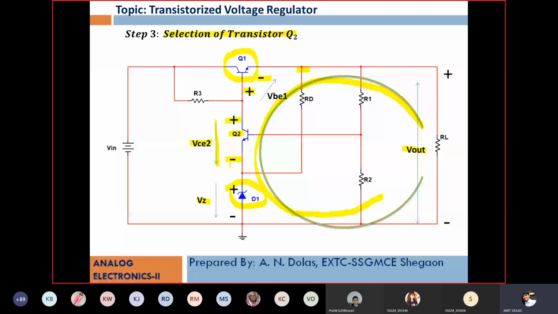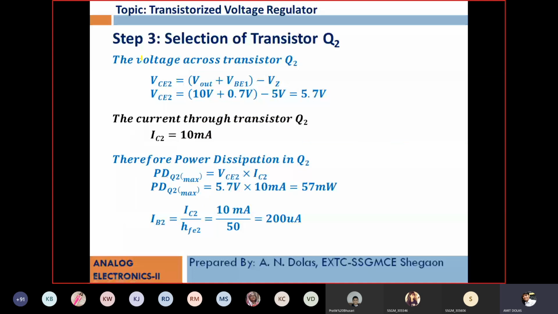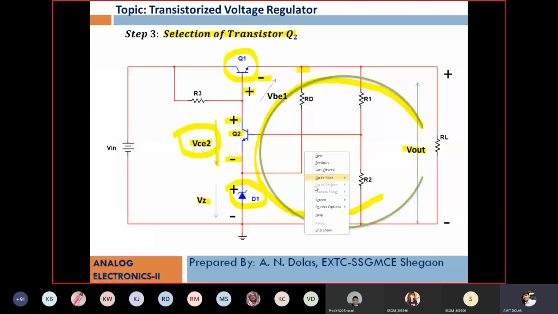Now out of these four quantities, V out, VB1 and VZ are known. V out is 10 volt, VZ is 5 volt, VB1 is 0.7 volt. The unknown is VC2, which is to be calculated. In the next PPT, the same is calculated by applying KVL. So the voltage across transistor Q2, VC2, is equal to V out plus VBE minus VZ. You can see on the earlier PPT.